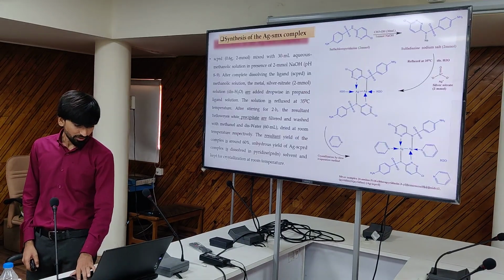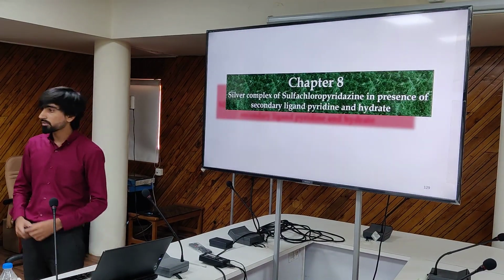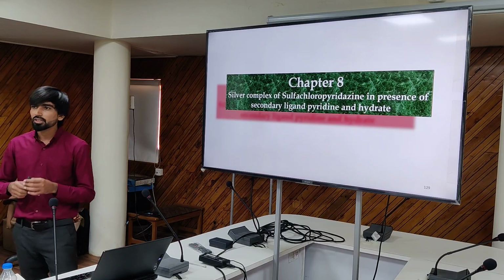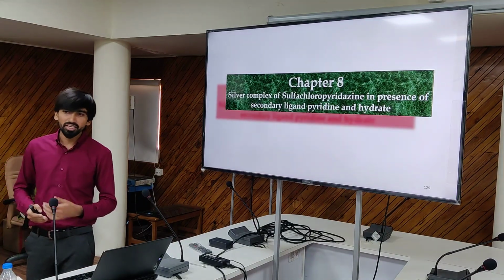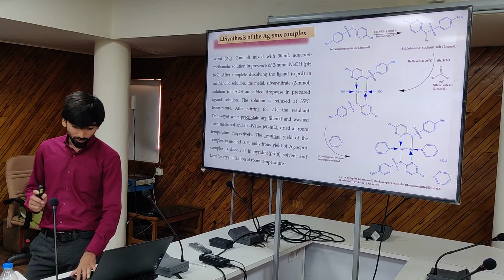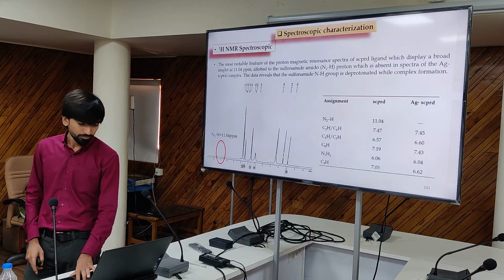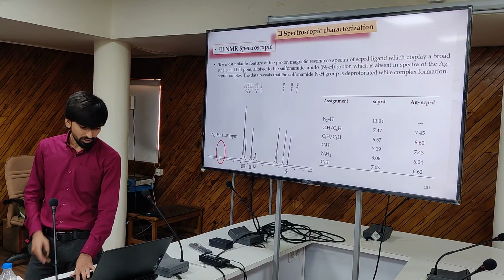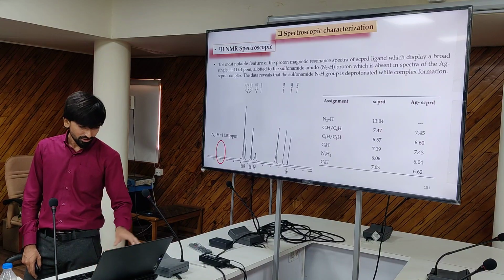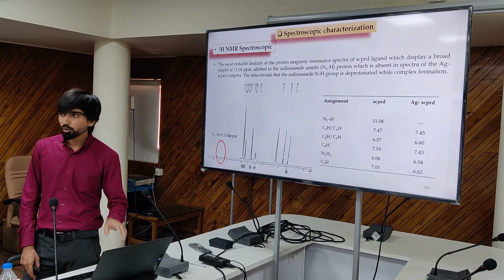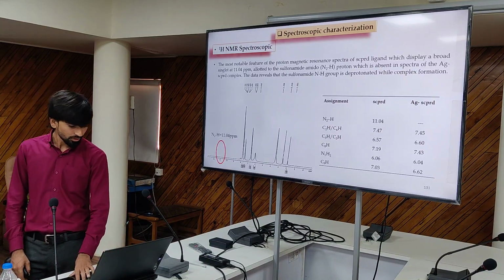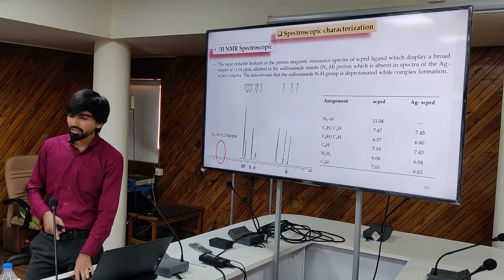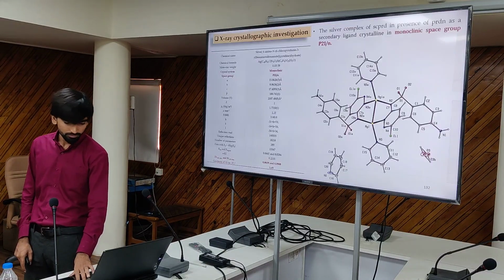Okay. Chapter 8: silver complex of sulfapyridine, in the presence of a sulfapyridine molecule and a dihydrogen molecule. The synthesis process is the same, but the proportion is different. Spectroscopy: in the 1H NMR spectrum, the N-H peak is absent, which is not the case in the sulfapyridine NMR. It means that the metal is now binding with the nitrogen atom.